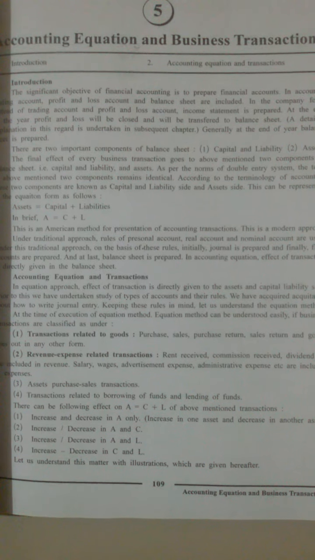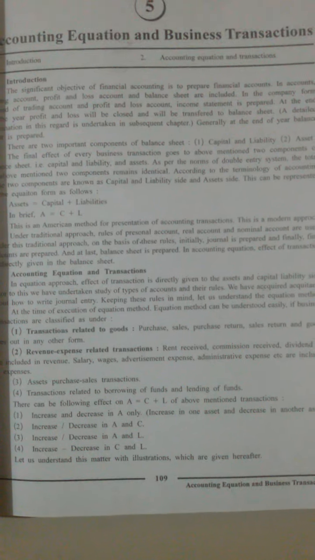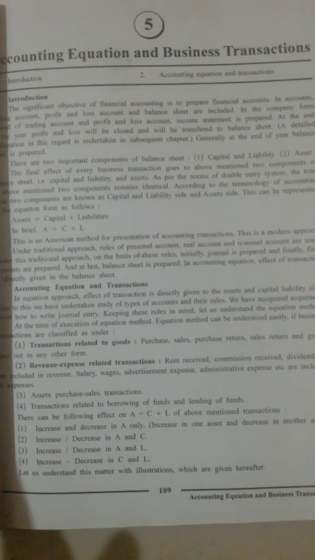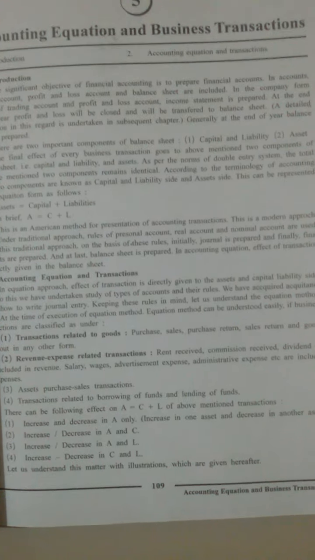So there can be the following effects on the accounting equation of the above mentioned transactions. There can be either an increase in assets or a decrease in capital, either a decrease in assets or an increase in capital, an increase in liability or a decrease in liability. There can be any effect. So let's understand this method with the help of an example. Here journal entries are given as follows and the effects of the transactions are explained.